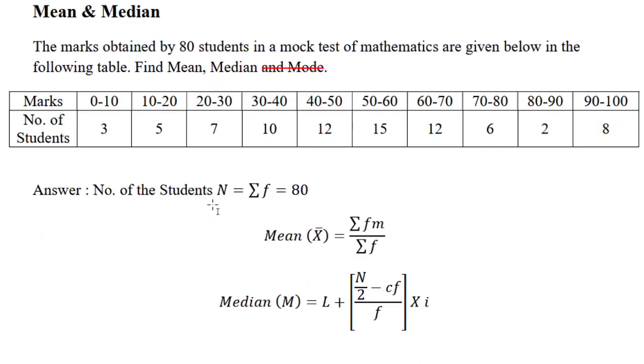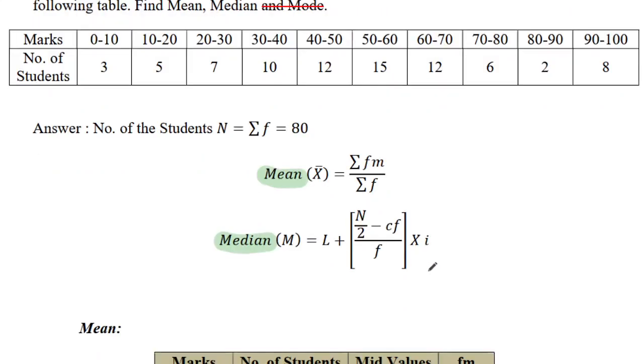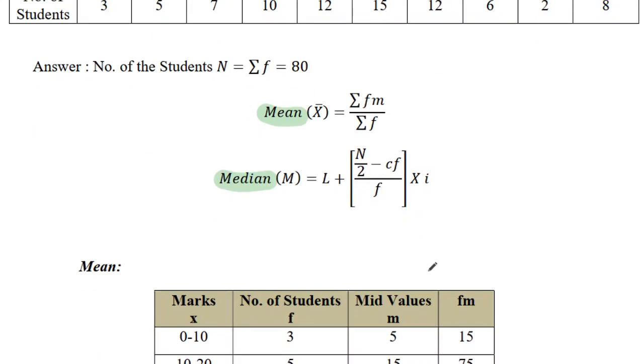So now the solution. Total number of students, that means n equal to sigma f equal to 80 students. Now the formula for the mean: x bar equal to sigma fm by sigma f. The formula for the median, capital M equal to L plus n by 2 minus Cf, that means cumulative frequency, whole divided by f into i. So first of all we calculate the mean.